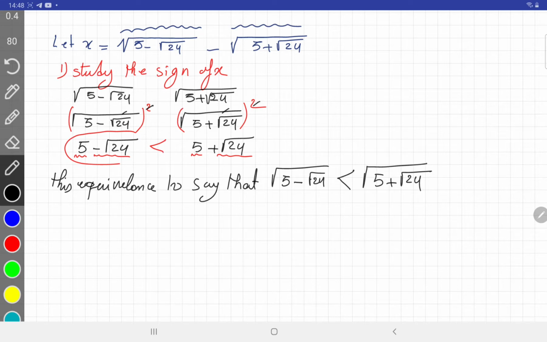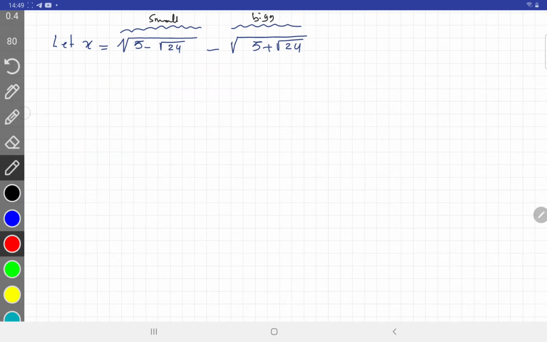So if we consider x, this is a small number with respect to this number. Small minus big is negative. So the sign of x is negative. This is the first part of our question. Part 2, calculate x squared.